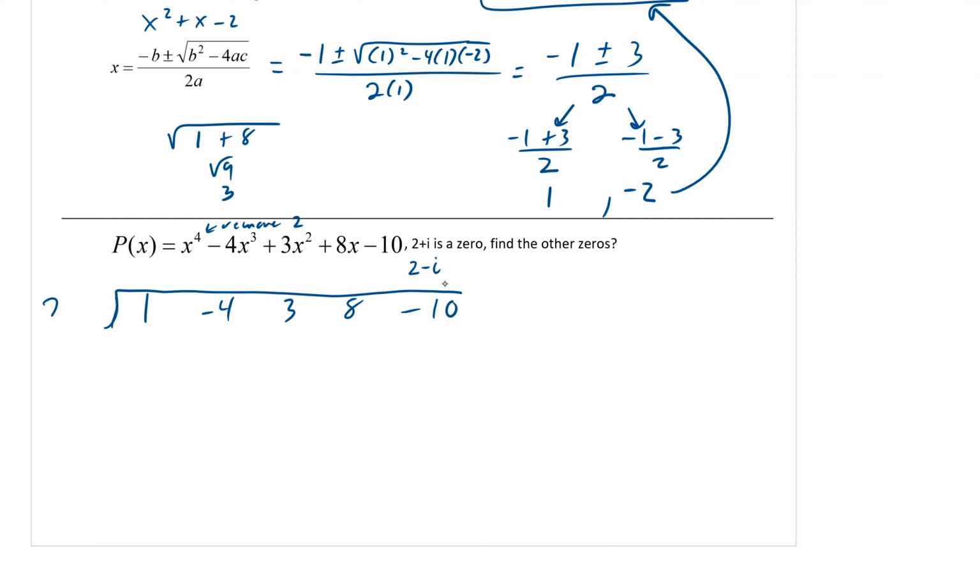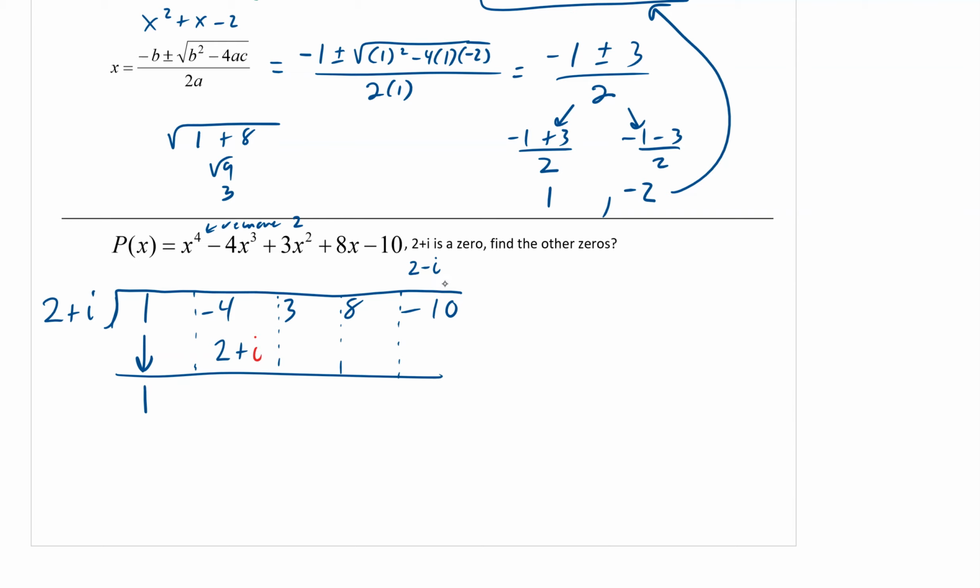So first we're going to start with the 2 plus I. And you're going to have to be very organized here. So we bring down the 1. And then 2 plus I times 1 is 2 plus I. And so I like to put little dotted lines here, because on each one you're going to have a real part and an imaginary part, just to keep it organized. And you can even take the imaginary part and put it in a different color.